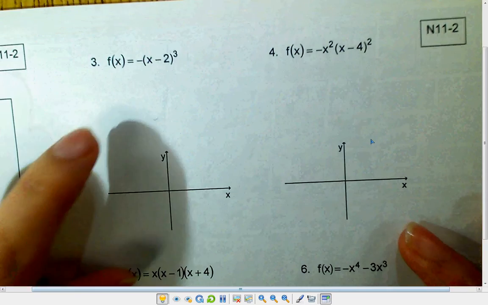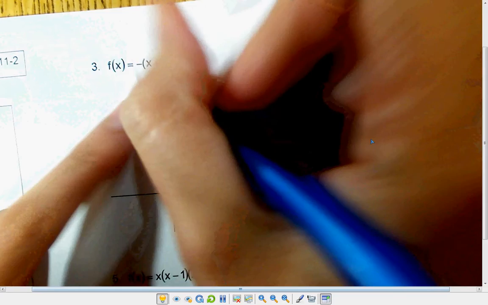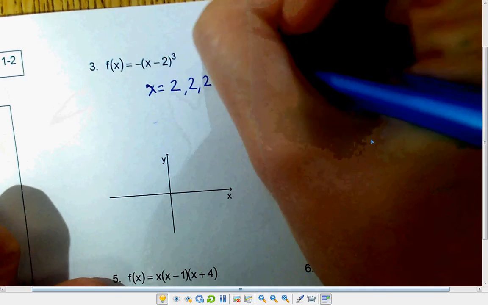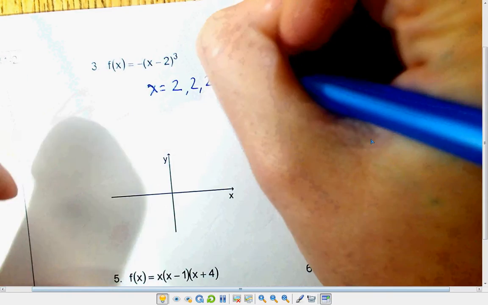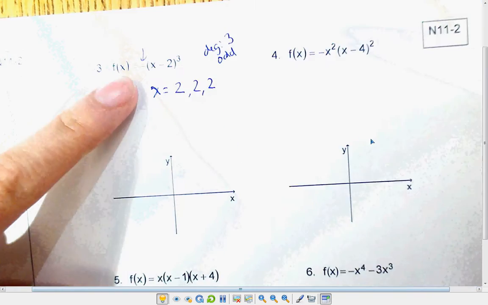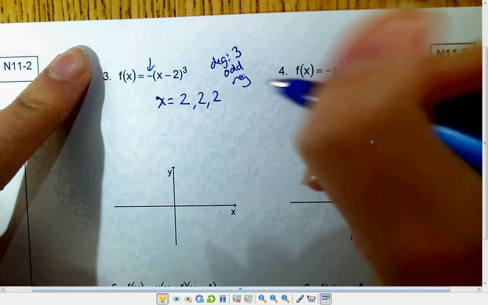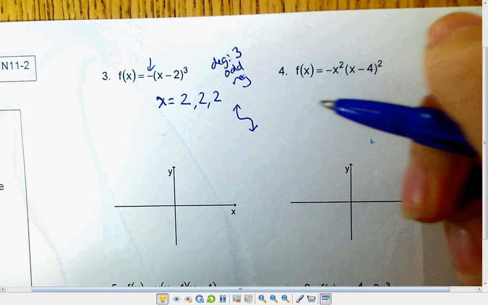Okay, let's move on to number 3. So same idea, let's look at our roots. We have 2, and it's 3 of them. Right, so this is a degree of 3. It's odd. This is the first time that we now have this negative sign. So it's negative, which means that it is going to look like this.